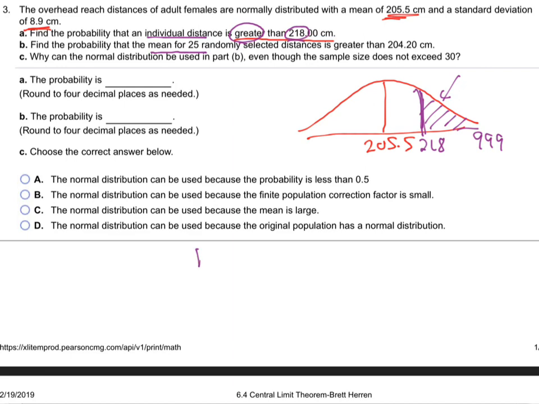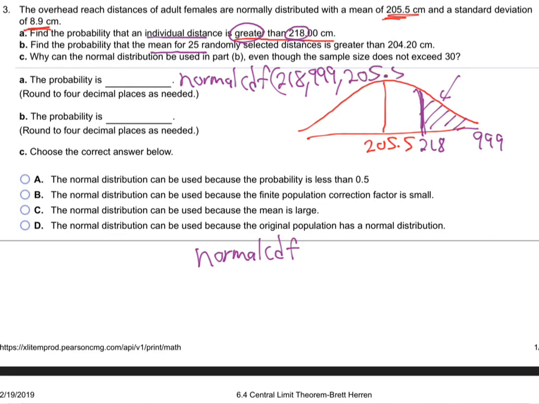So it's normal CDF. Left edge 218, right edge 999. Middle, mean, 205.5. Standard deviation, just the 8.9. We don't put anything else in right now because we're only doing one person. Hit the buttons. What did you guys get? 8%, 0.08. Rounded. Oh, it says 4 places.